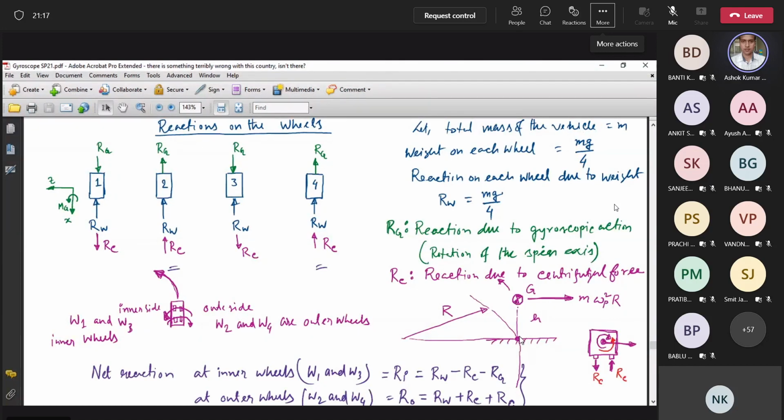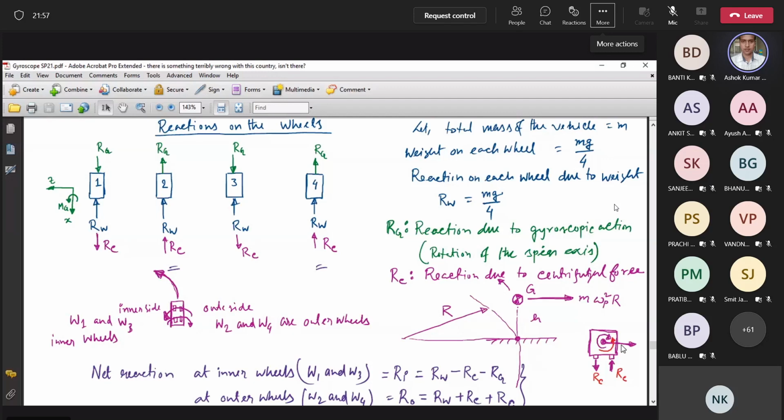That depends on the turning velocity. Let's say omega p is the turning angular velocity, and it is taking a turn with this radius r. So that means m omega p square r is the total centrifugal force. This centrifugal force is creating a moment about the ground, and since this force is acting on the center of mass, it is at a distance h. So we have to multiply by h to get the moment due to centrifugal force.